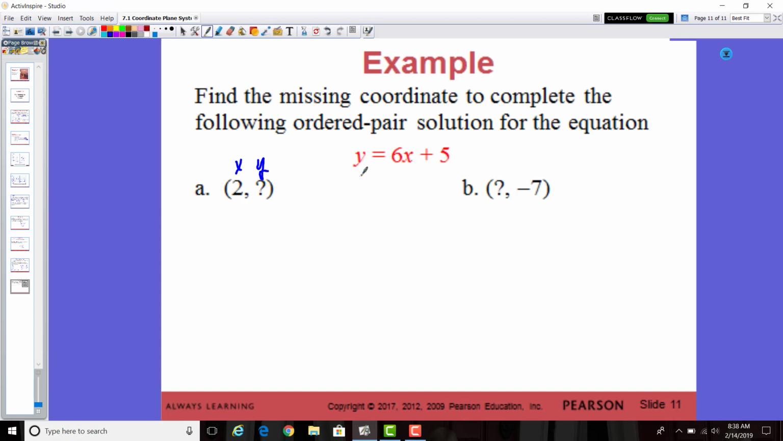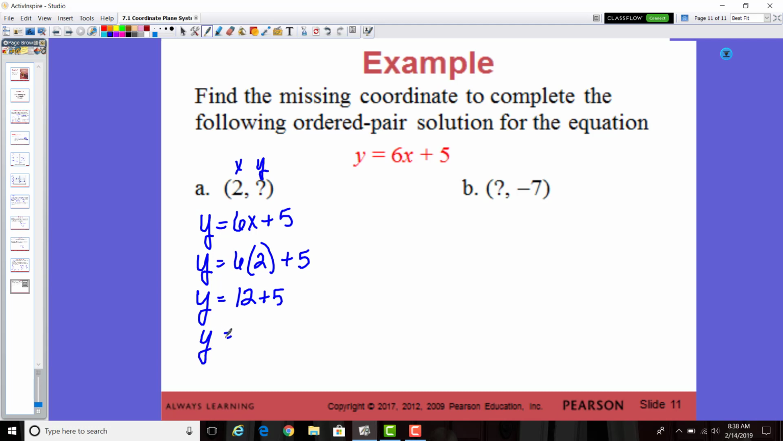In this first one, they are telling us that x is 2. So if my equation is y equals 6x plus 5, they're giving me the x value of 2. So I can replace x with 2 and solve this equation for y. Follow my order of operations. 6 times 2 is 12. And 12 plus 5 means y equals 17. So in this ordered pair and in this linear equation in two variables, if x is 2, y has to be 17.